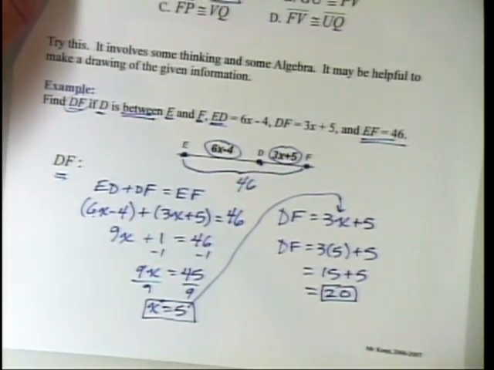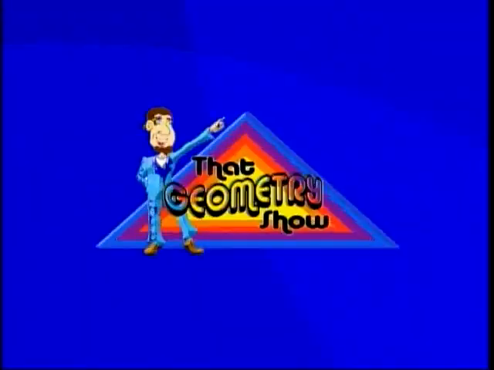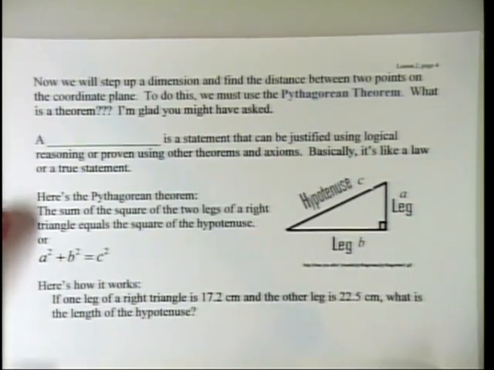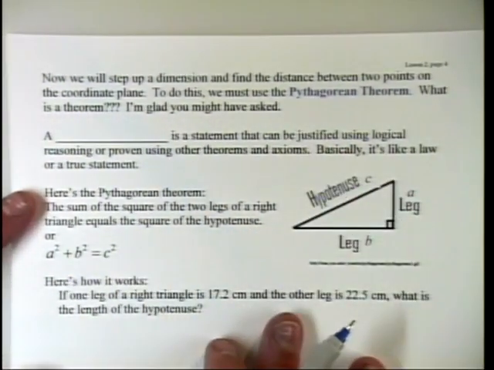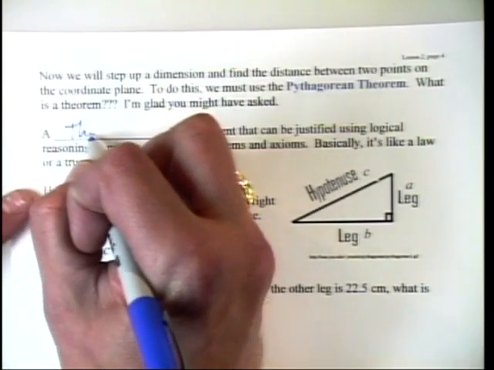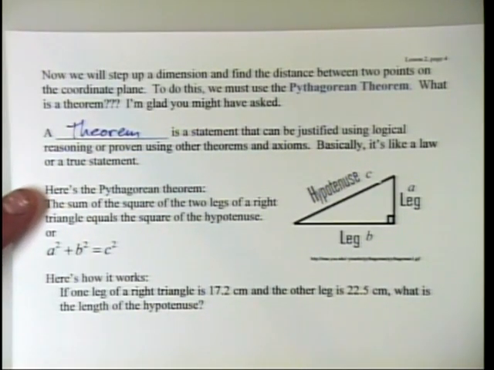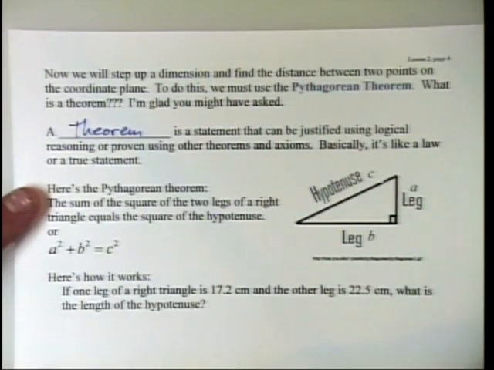Very important. Okay, now we're going to step it up a little bit here, a dimension actually, and we're going to find the distance between 2 points on a coordinate plane. To do this, we must use the Pythagorean theorem. Okay, now what's a theorem? I'm glad you might have asked. A theorem is a statement that can be justified using logical reasoning or proven using other theorems or axioms.